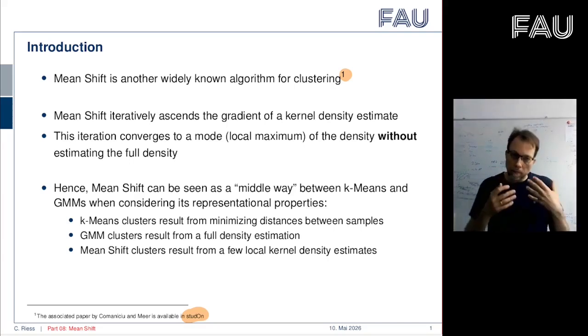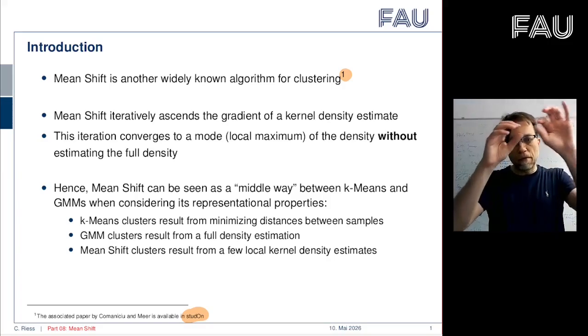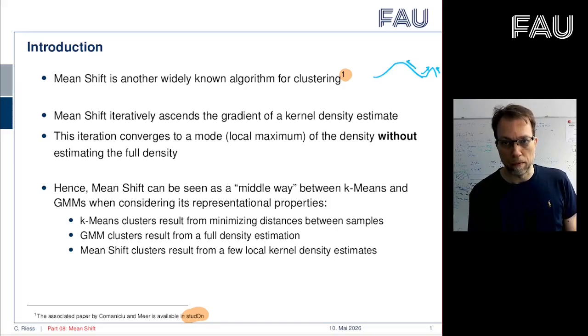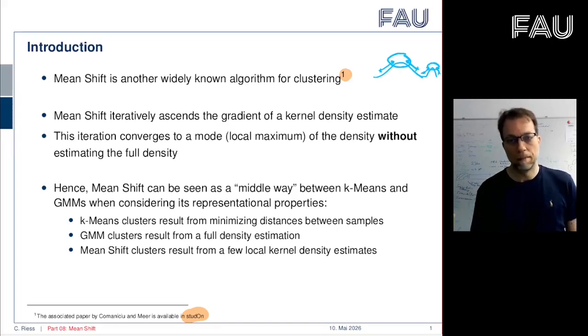And then if I start from every sample and walk towards its local mode, then we end up in a situation where this sample walks up here, that sample walks up here, this sample walks up there, that sample walks up there. And in a post-processing step, we can collect all samples that are up here and say, okay, these belong to the same cluster. We can collect all samples that walked up there and say they also belong to the same cluster. So this is the idea.